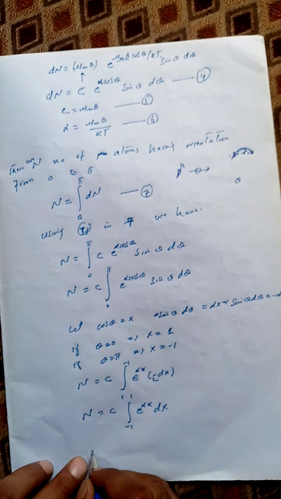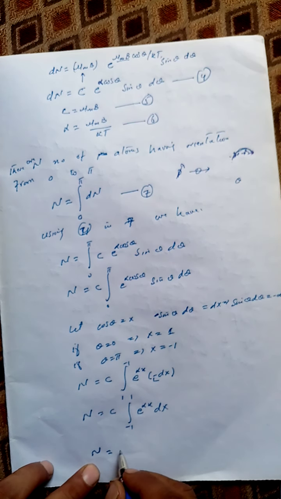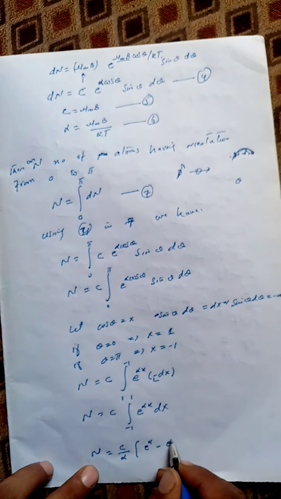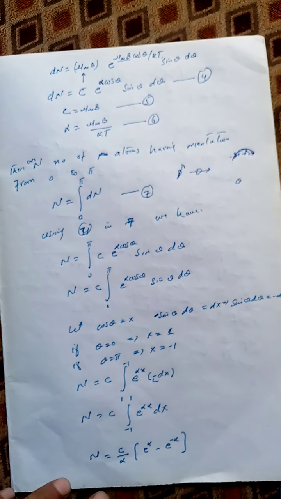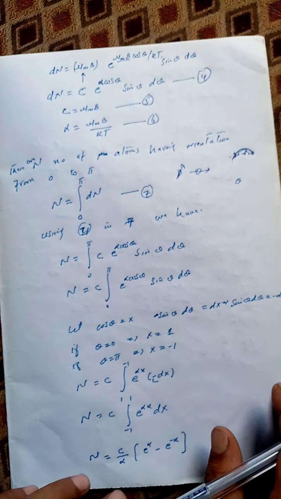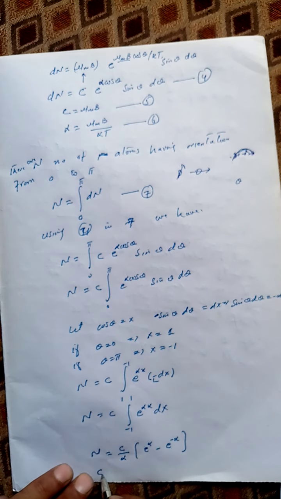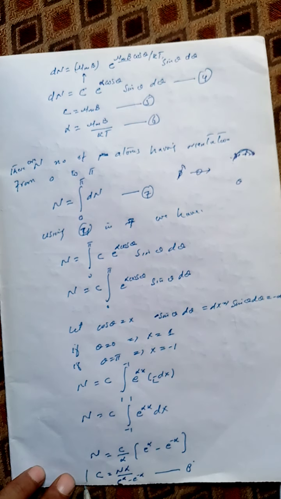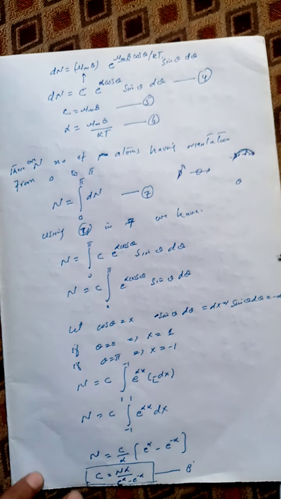If we solve this integral, it's very simple. We get N equals C over alpha times e raised to the power alpha minus e raised to the power minus alpha, or we get from this the value of C, which is N alpha over e raised to the power alpha minus e raised to the power minus alpha. This is equation number 8. In the next video, I will move forward from this equation. Thank you.